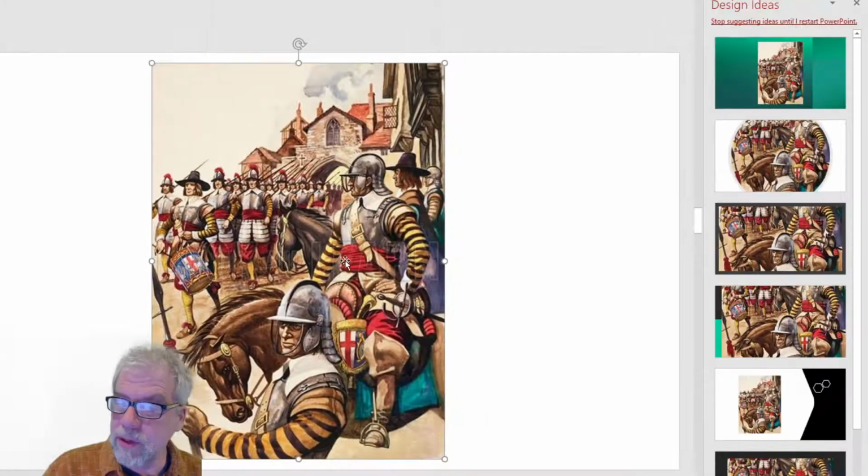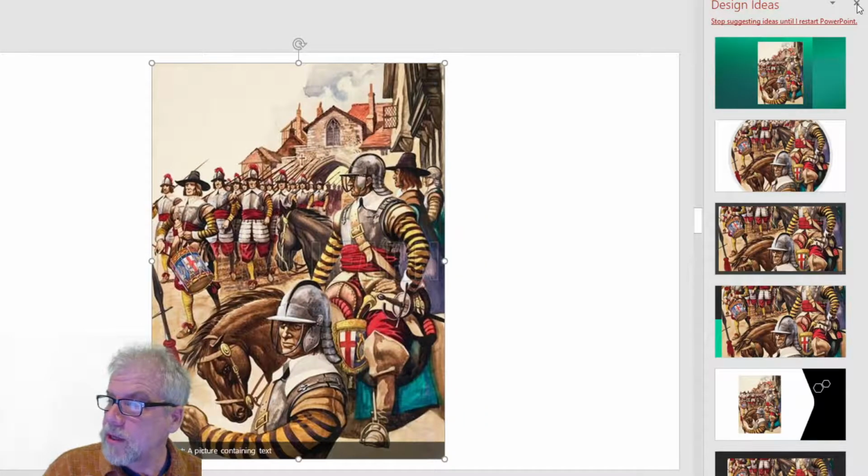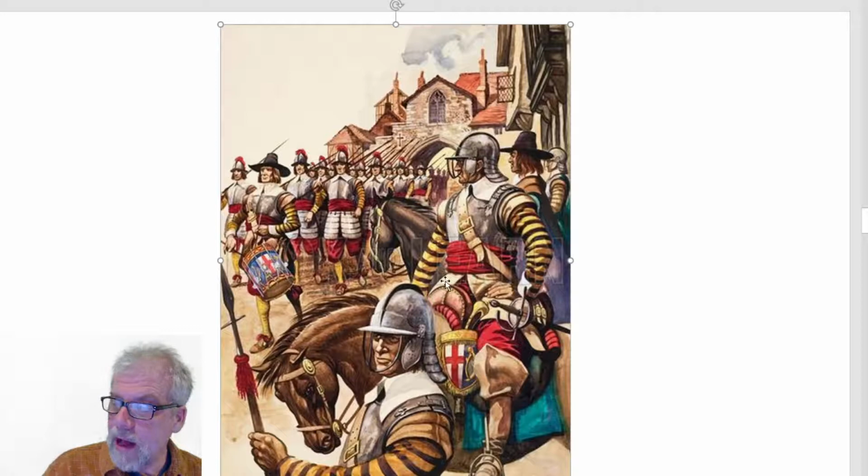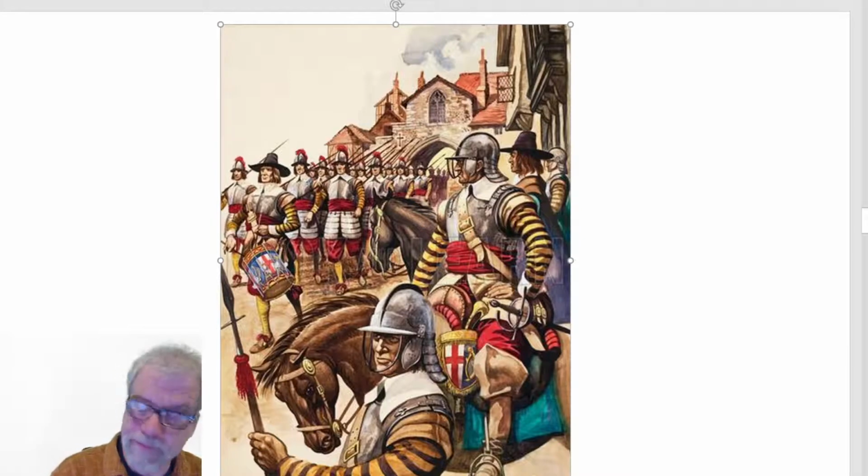Okay, this is an image of the New Model Army, just to give you a sense of how they looked and how they operated. They would read these Bibles.